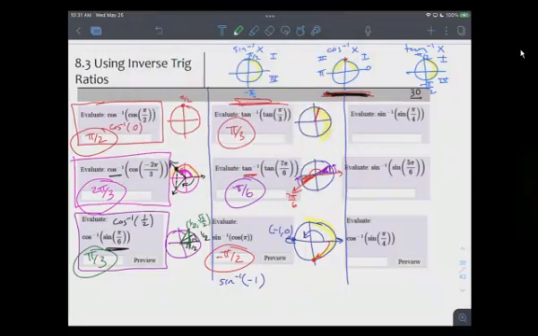All right, so try this last column, please. See if you can evaluate those last 3 expressions.